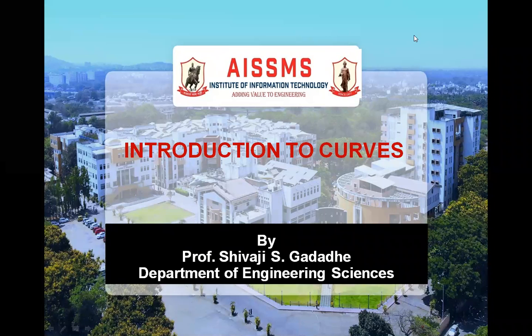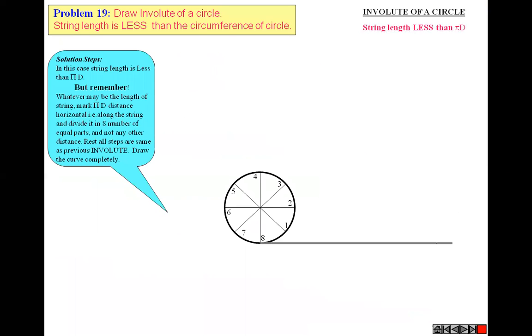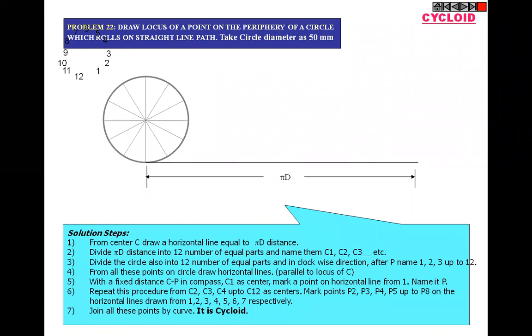Hello everyone. We are discussing engineering curves. So this is the introduction of the curves. In the introduction, we have discussed in some previous lectures the ellipse, parabola, hyperbola, involute and cycloid. How to draw those curves is explained in previous lectures. Now in this lecture, we'll focus on the remaining two curves, that is the spiral and helix.